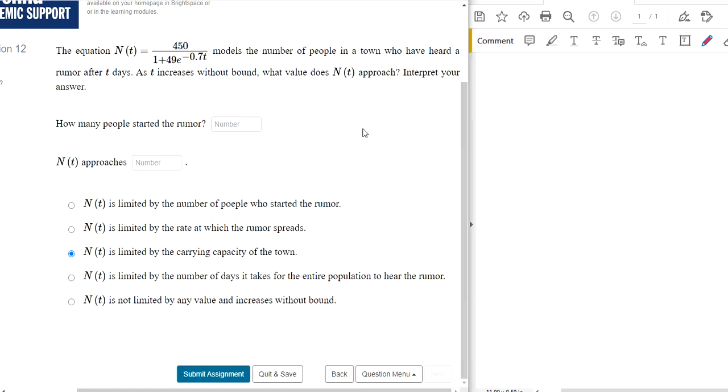Okay, so we're given an equation. Function n of t equals 450 divided by 1 plus blah, blah, blah. It models the number of people in town who have heard a rumor after t days. You can use this type of equation for lots of modeling. It doesn't have to be just rumors.